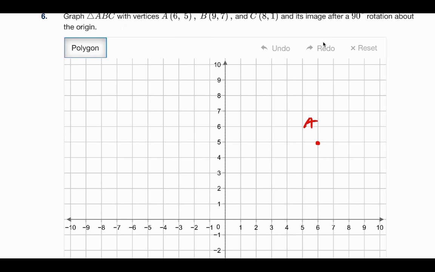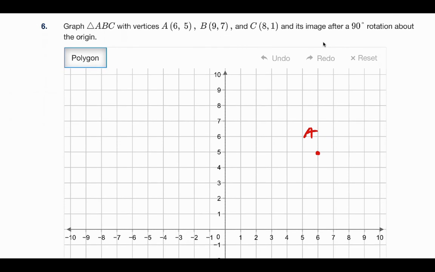Our B is at 9 and 7, so over 9, up 7. And our C, we're going to go over 8 and up 1. So there's our C.